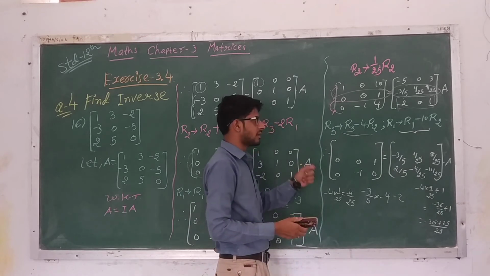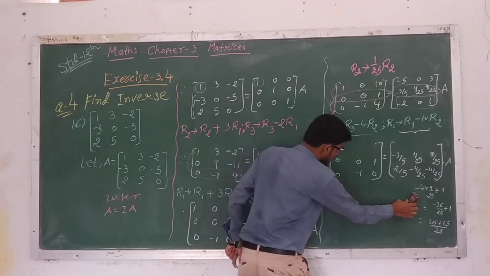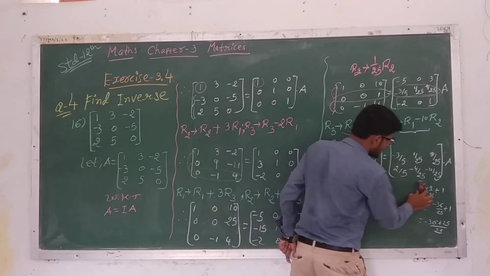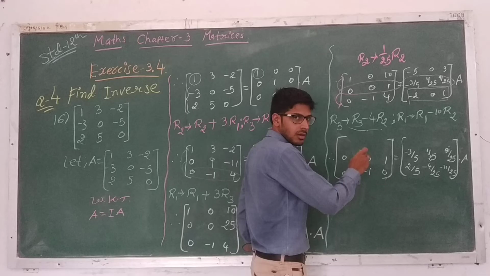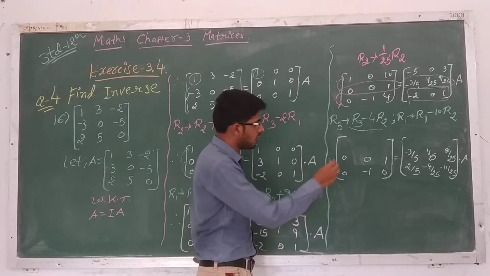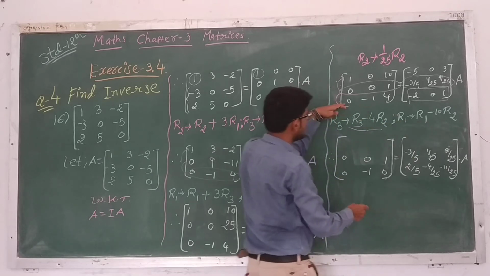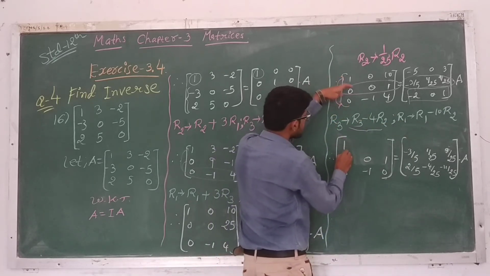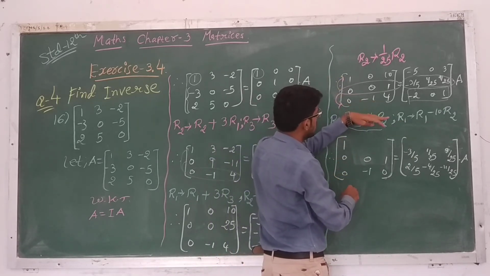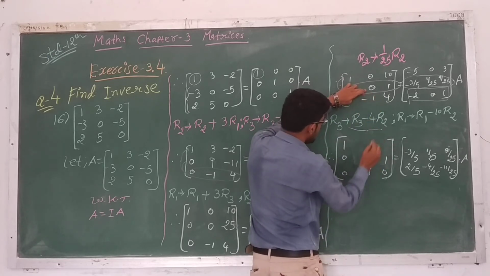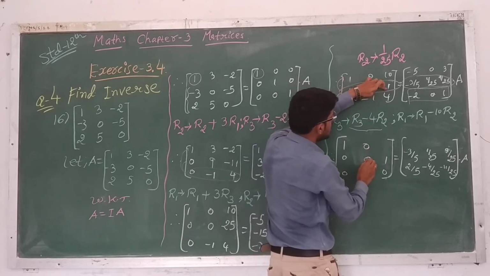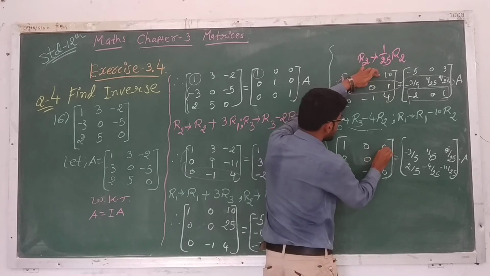R1 minus 10 R2. So we have to multiply the second row by minus 10. So minus 10 and again first row. So the first row will be minus 10 into 0, 0 plus 1, so 1. Here minus 10 into 0, again 0. 1 into minus 10, so minus 10 plus 10, 0.